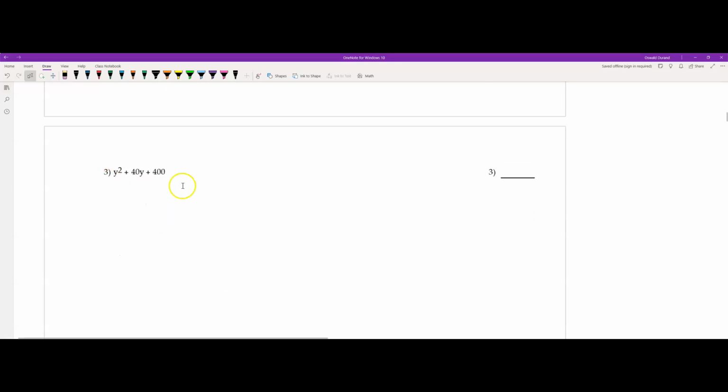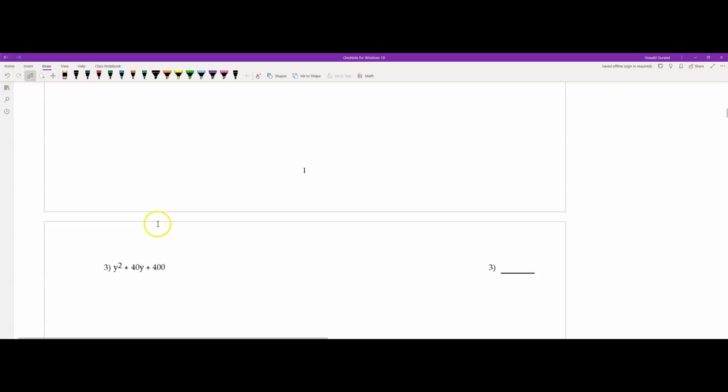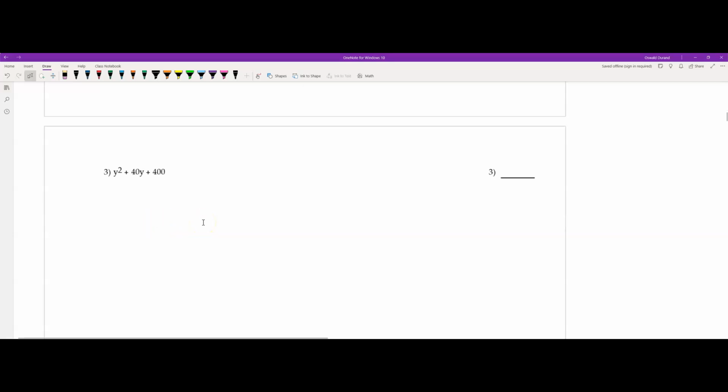Let's do another one. Let's do this one, and then we come back to number 2 here. Actually, there's another method for that, but I want to use this one. So we have a trinomial.